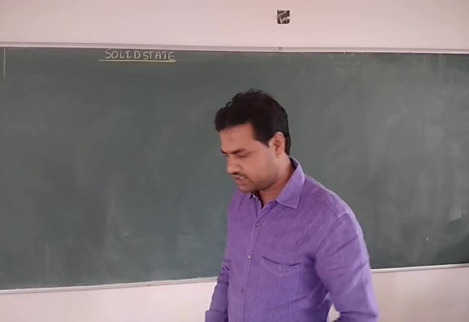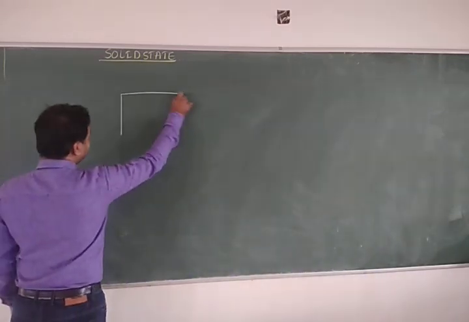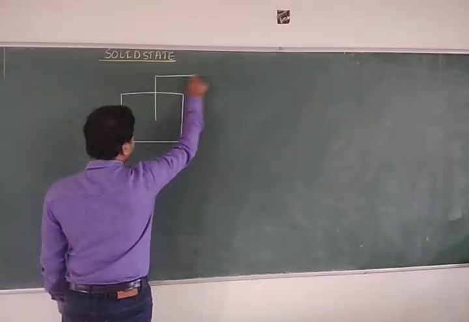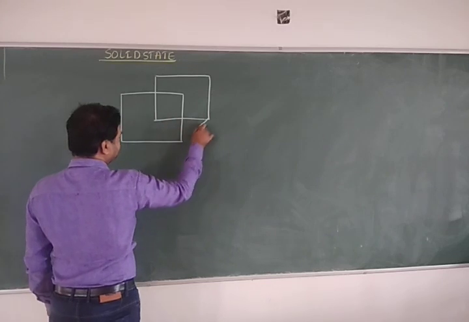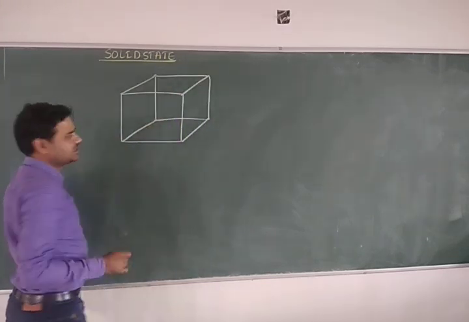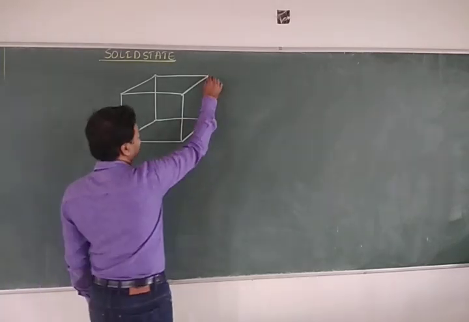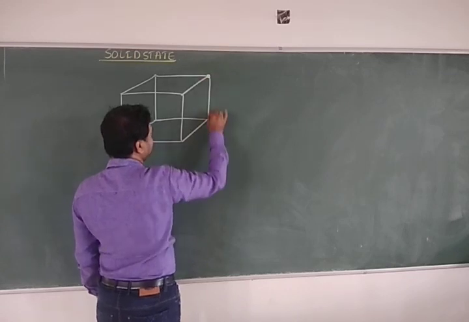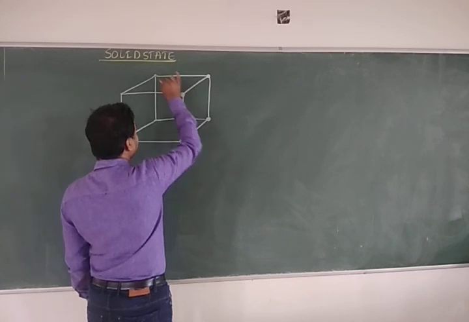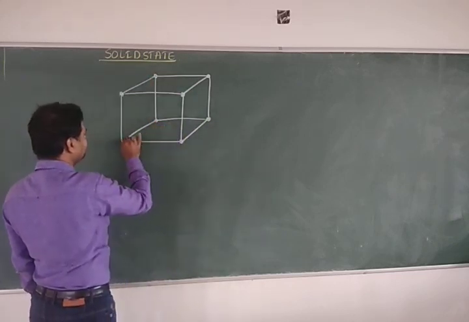Once again we recall the topic. A crystal can also be called a unit cell. In this unit cell, how many corners are there? Once again I repeat, the number of corners present is 8. So 8 corners are there, and these are nothing but the corners present in the unit cell.